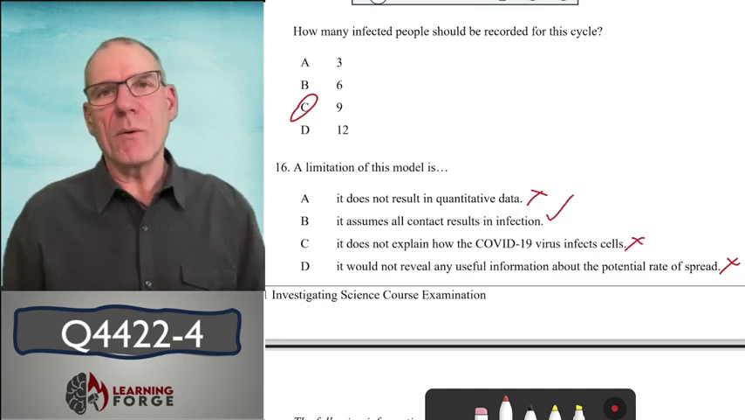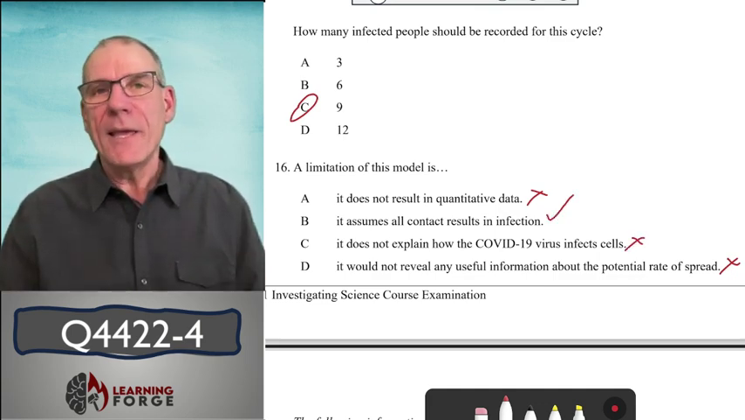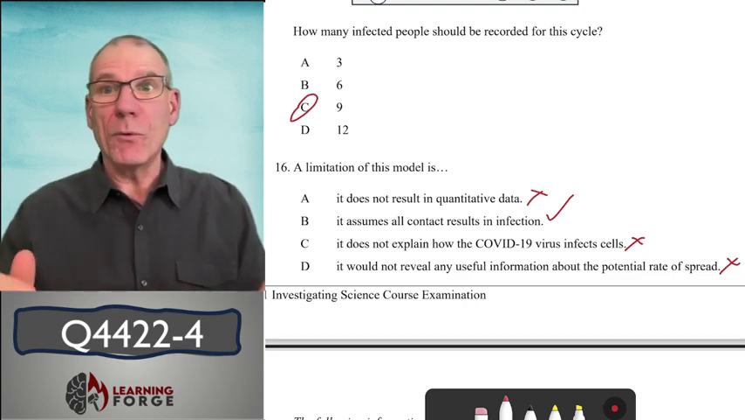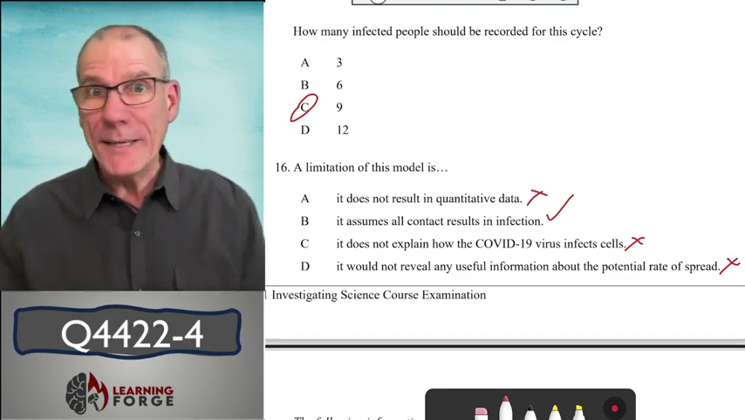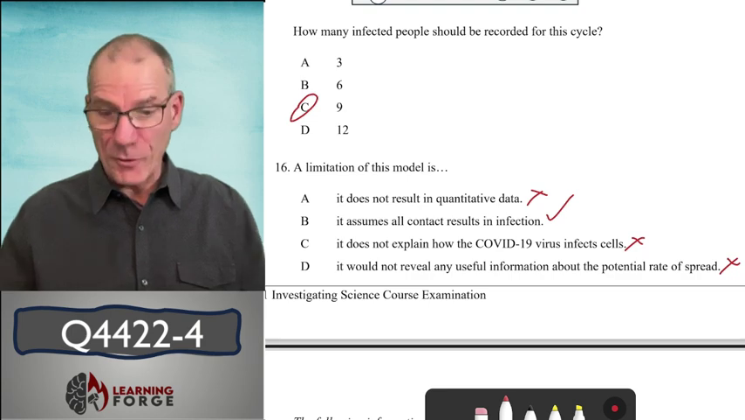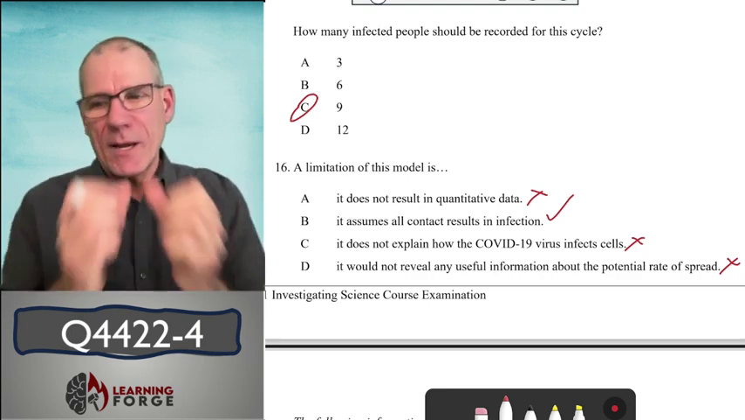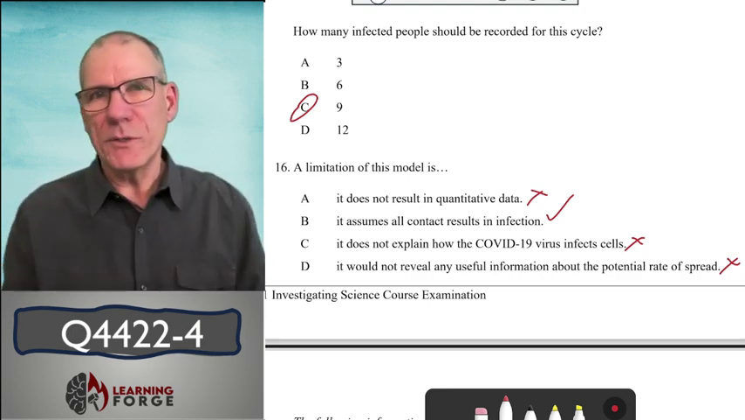The limitation of the model, in terms of it being functional, is that it assumes that all contacts result in an infection. You could also say it doesn't model people getting better over time. Do the balls ever turn back into normal balls again? It's really just that initial exponential explosion that it's modeling.